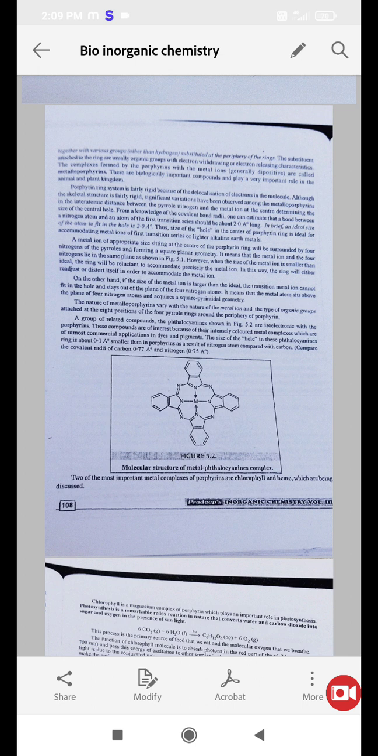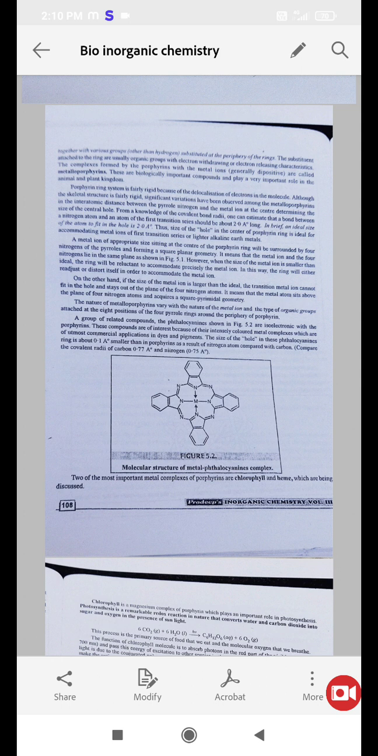The porphyrin ring system is fairly rigid because of the delocalization of electrons in the molecule. Although the skeletal structure is very rigid, insignificant variations have been observed among the metalloporphyrins in the interatomic distance between the pyrrole nitrogen and the metal ion at the center, determining the size of the central hole. From a knowledge of the covalent bond radii, one can estimate that a bond between a nitrogen atom and an atom of the first transition series should be about 2.0 angstrom long. In brief, the ideal size of the atom to fit in the hole is 2.0 angstrom.